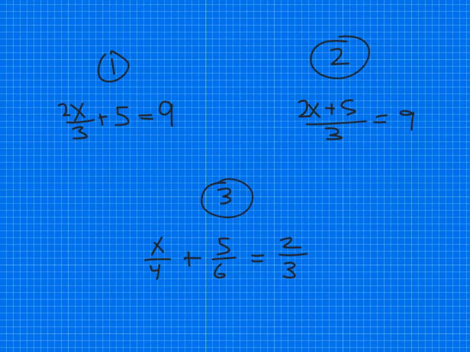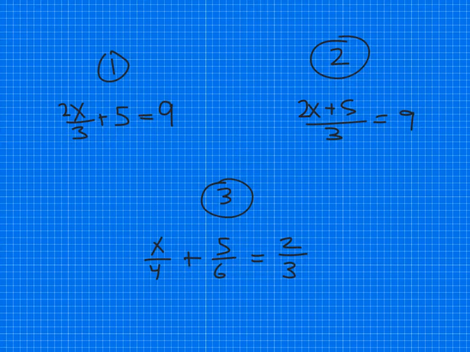Hi, in this video I'm going to go through a few different types of more difficult solving equation problems, and these problems involve fractions, and they involve fractions in different ways. So on this first screen here you can see the three problems we're going to do. The first problem is 2x over 3 plus 5 equals 9. The second one is very similar, all the same numbers, but it's 2x plus 5, all of that over 3 equals 9. And then the third problem is a little bit different. It's x over 4 plus 5 over 6 equals 2 over 3.